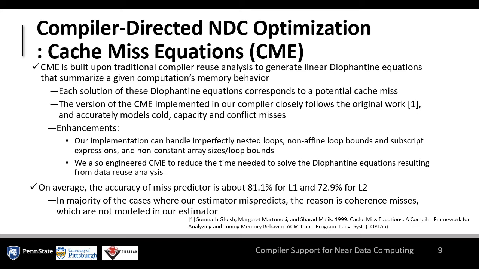We actually use a previously proposed strategy called cache miss equations. We use an enhanced version of it that has been proposed previously from Princeton. For the benchmarks that we used, we achieved 81% accuracy in hit-miss estimation in L1, whereas in L2 nearly 73%. Considering that this is a prediction at compilation time, we believe these prediction accuracies are reasonable.